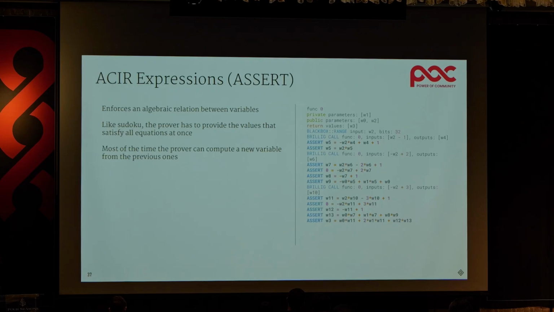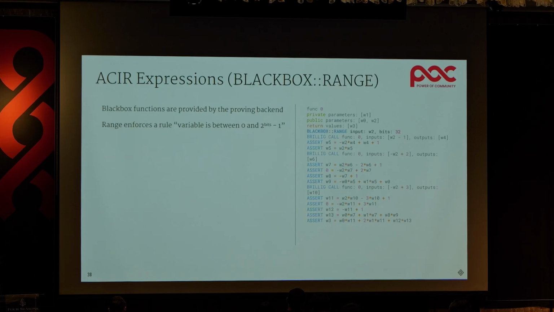Most of the time, though, you can compute the following variables from the previous ones. Then there are black box opcodes. The difference between the asserts and the black box opcodes is that black box opcodes use functionality defined by the underlying proving system, in addition to standardized functionality. And here, for example, we're saying that the value can only be from 0 to 2 to the power of 32 minus 1.